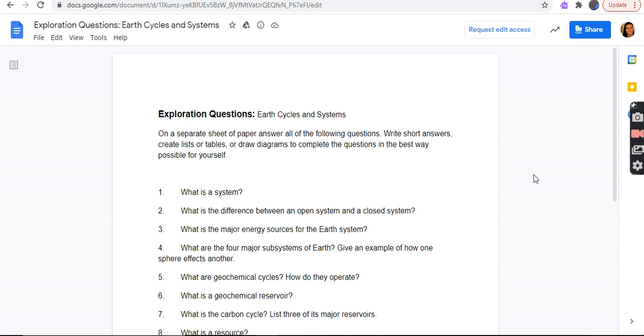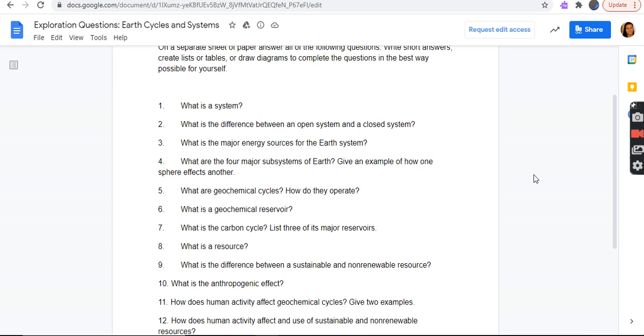What is a system? What is the difference between an open system and a closed system? What are the major energy sources for the Earth system? What are the four major subsystems of Earth? Give an example of how one sphere affects another. What are the geochemical cycles? How do they operate? What is a geochemical reservoir? What is the carbon cycle, and what are its major reservoirs?